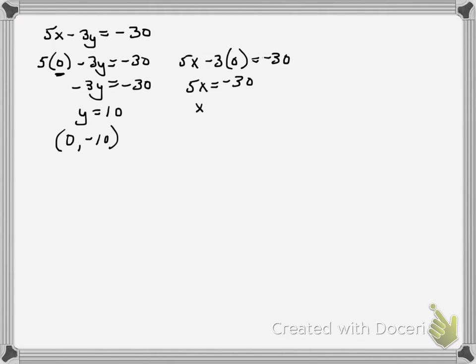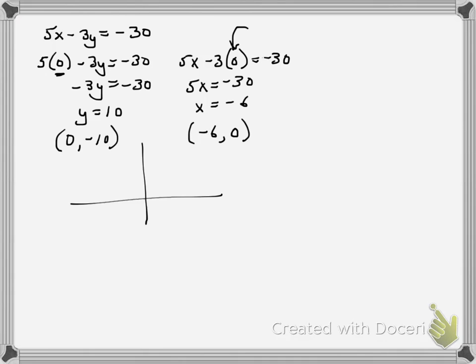Divide by 5. My x value is negative 6. My y value was what I plugged in for the y, my 0. And now I have 2 points. It's simply a question now of graphing them.